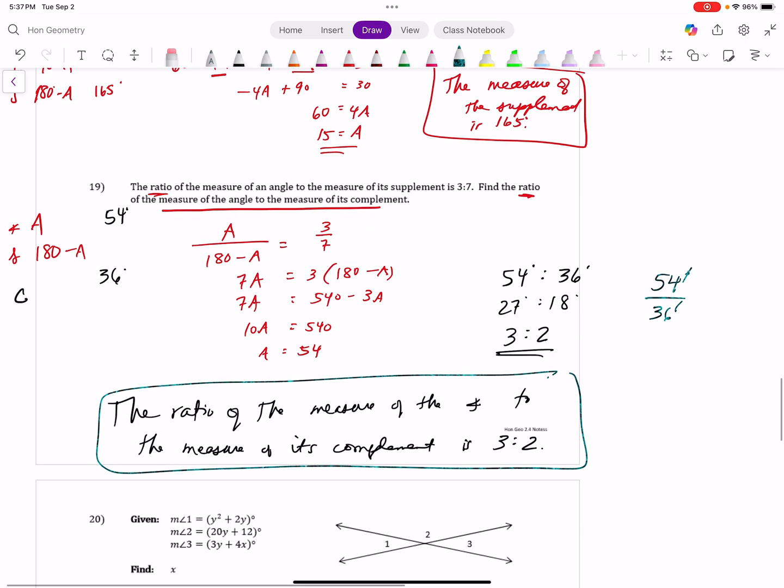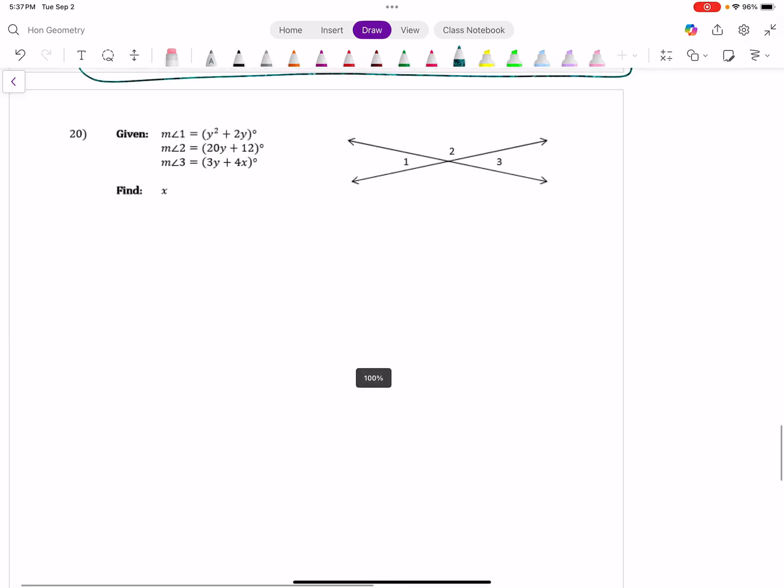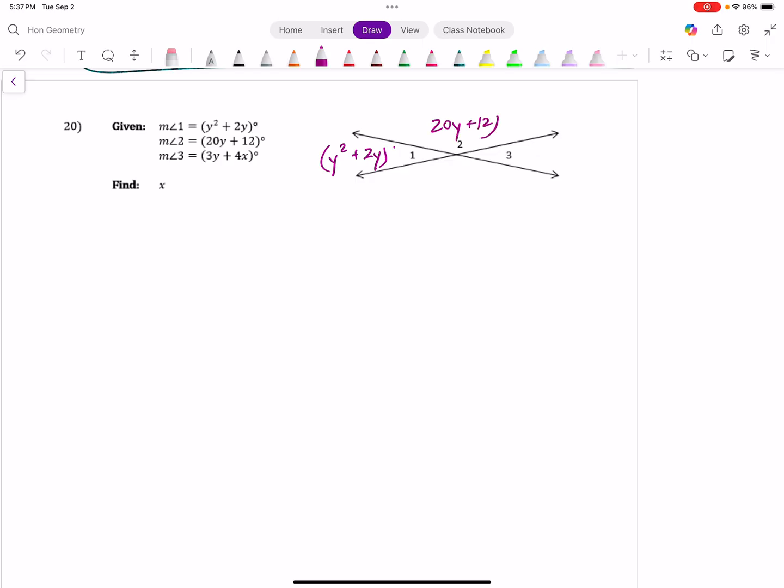Oh, good. We're almost done. Okay, so we have this diagram. It's not a proof. It doesn't say proof, so we do not need your 2 columns. It's just another way of setting it up. So measure angle 1 is y squared plus 2y degrees. Angle 2 is 20y plus 12 degrees. This one's 3y plus 4x degrees.